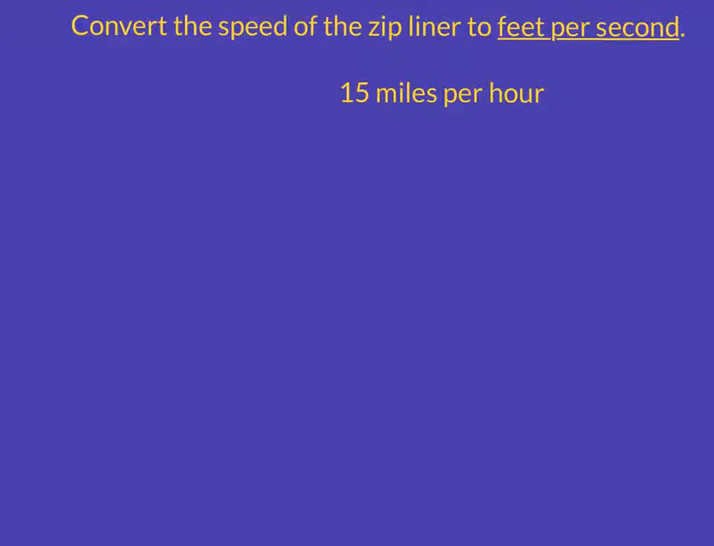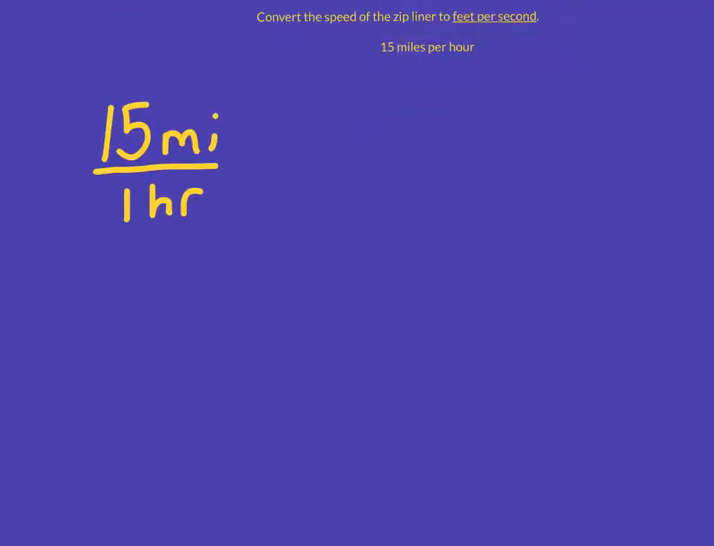Okay? Alright, I'm going to start with what I know. I know that I have 15 miles, or I know that I go 15 miles every hour on the zip line. That's the speed. And I know what I want to do is I want to change this miles to feet. So I'm going to set up my conversion table.